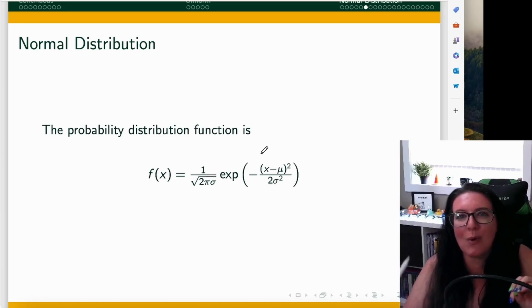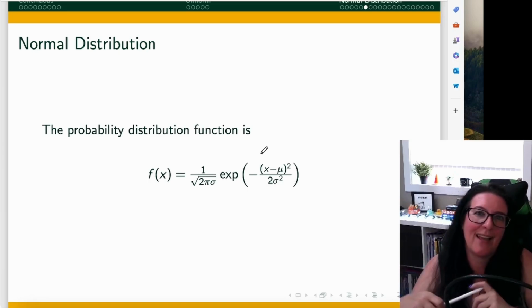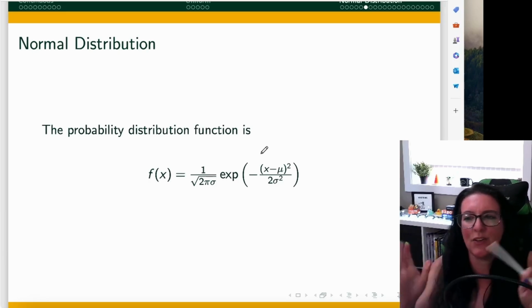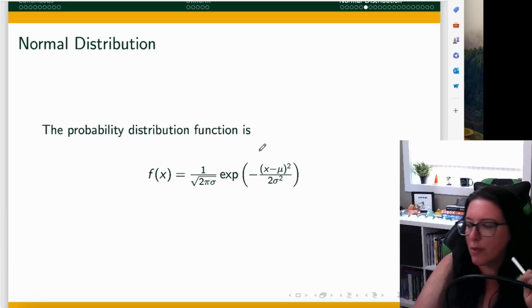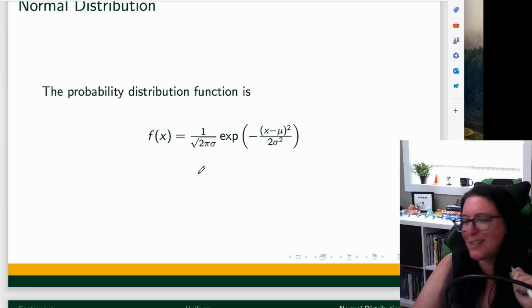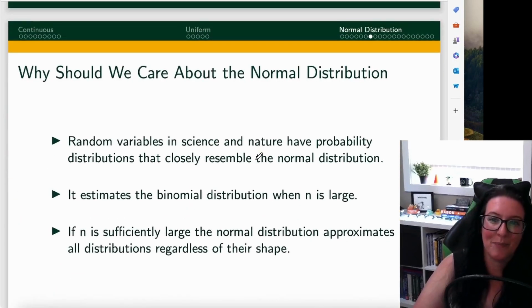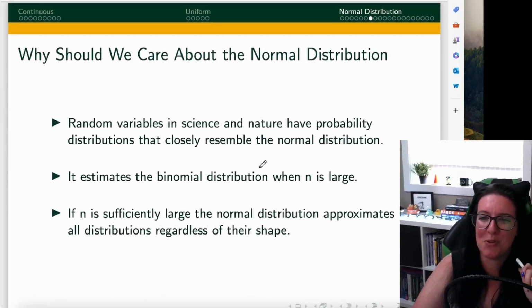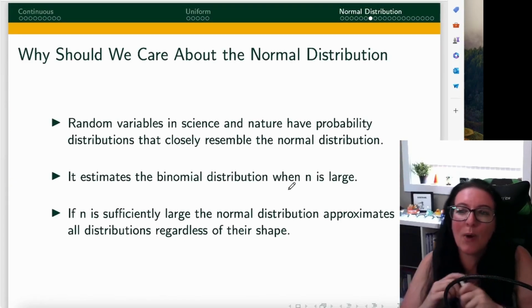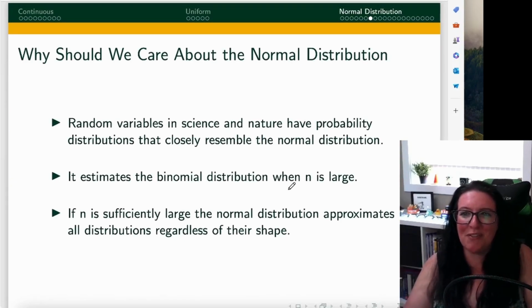So right now we're focused on what it is, and then in our later videos we'll apply it, and you'll never have to actually remember this formula. So the probability distribution function looks like this. All right, why should we care about normal distribution functions? Well, we're going to use a lot of normal distribution functions.